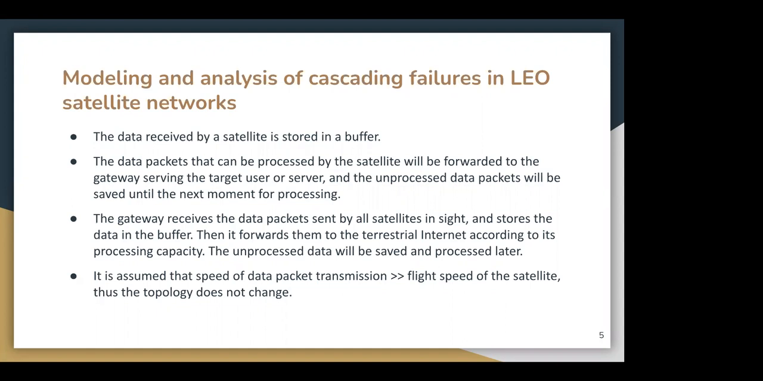Here, the gateway receives the data packets sent by all satellites inside and stores the data in the buffer. Then, this data is forwarded to the terrestrial internet according to its processing capacity. And then again, the unprocessed data packets will be saved and processed later. Finally, it is assumed that the speed of the data packet transmission is much higher than the flight speed of the satellite, and thus the topology doesn't change. This is important for the model because this way they don't really have to worry about any changes in the communication pattern.